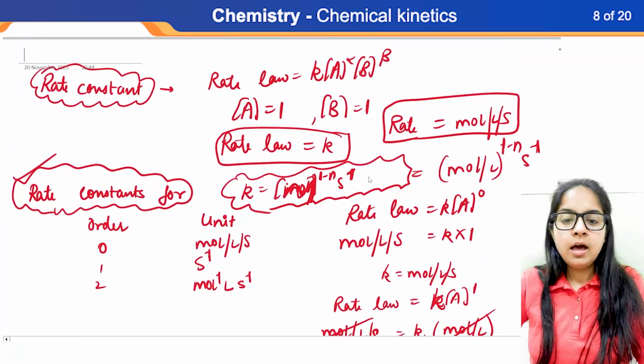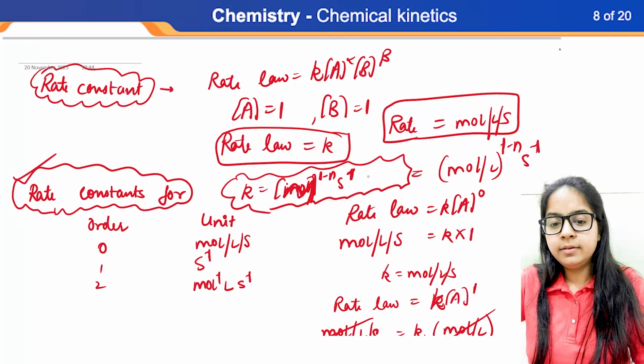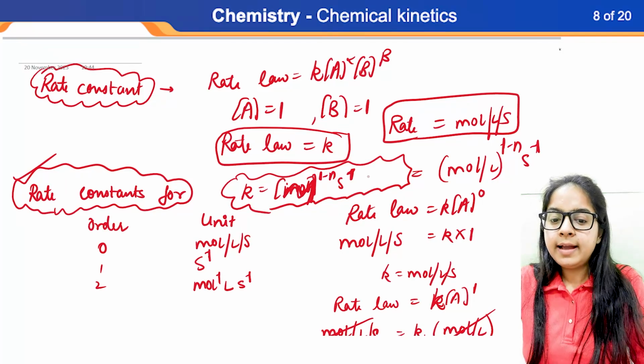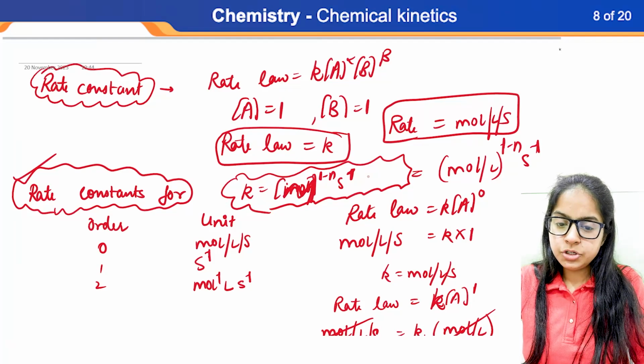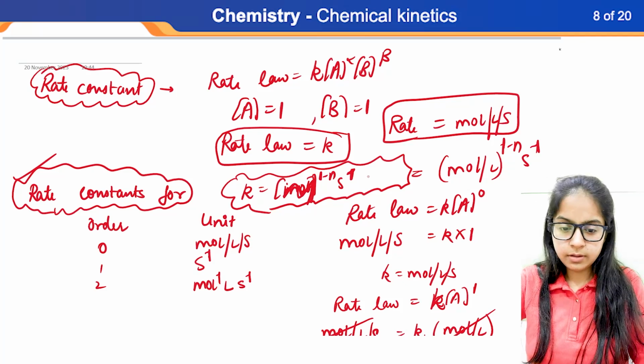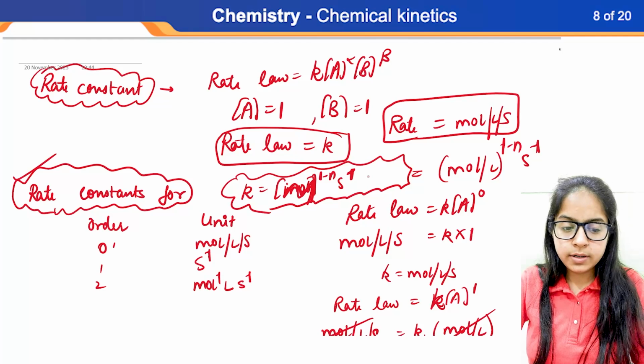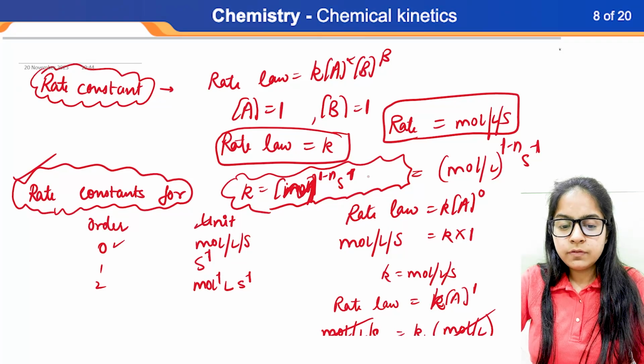Rate constant. How can we define the rate constant? The rate constant is equal to the rate law when the concentration of reactant is equal to unity. When the concentration of reactant is equal to unity, then the rate constant is equal to the rate law. I have explained to you the rate constant for the zero order reaction; these are the units for the rate constant of zero order, first order and second order reactions.